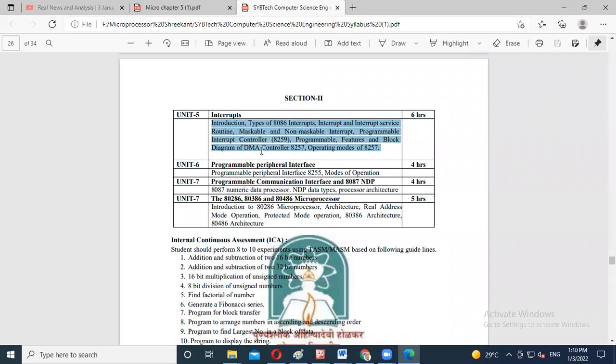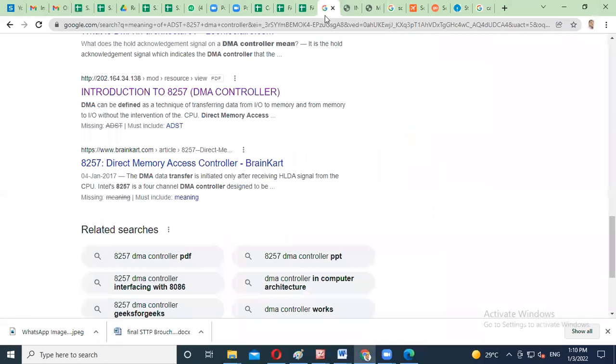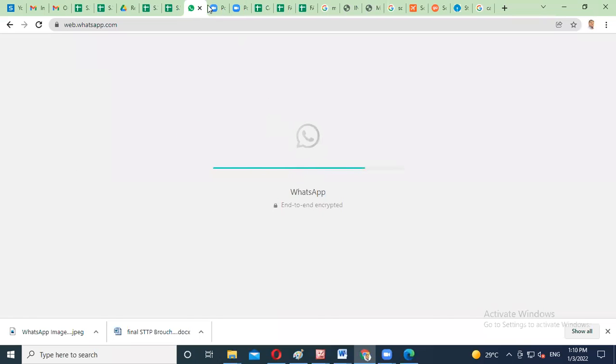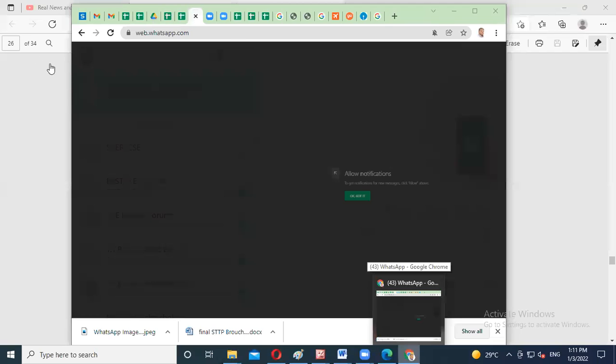Before that, I will share these notes. All of you come to the microprocessor group. In that group, I will send you today's topic. Anyhow, you all have my well-defined notes. And today's text I used to explain, and the pin configuration of 8257, I will send you in the WhatsApp group. Just a minute. It is loading.